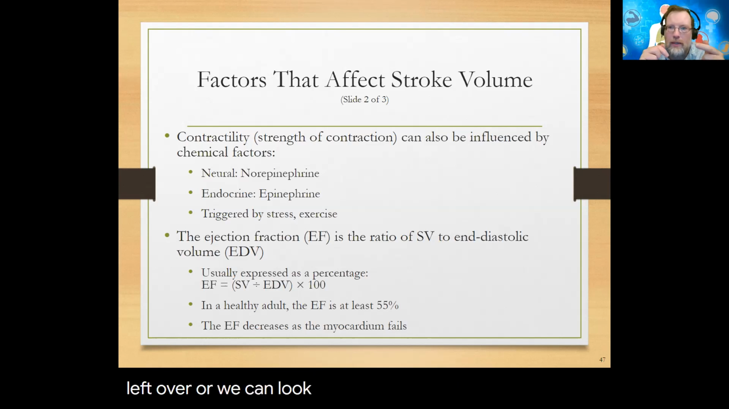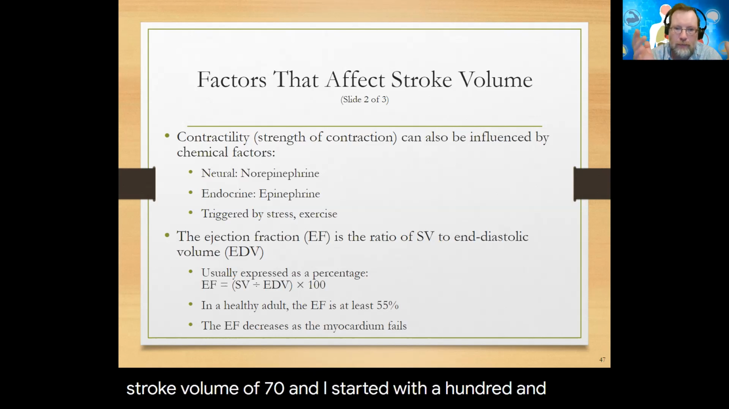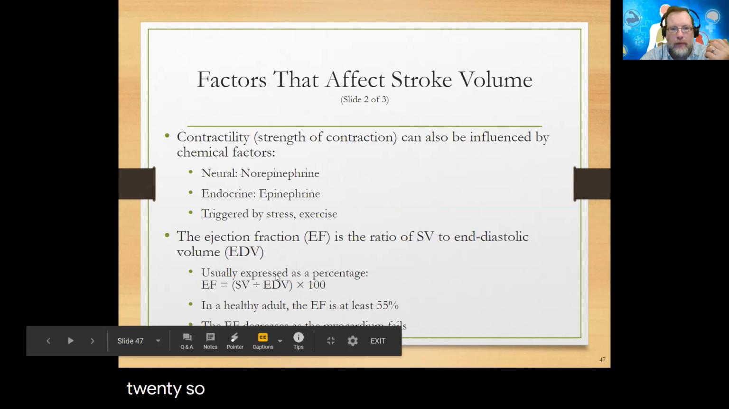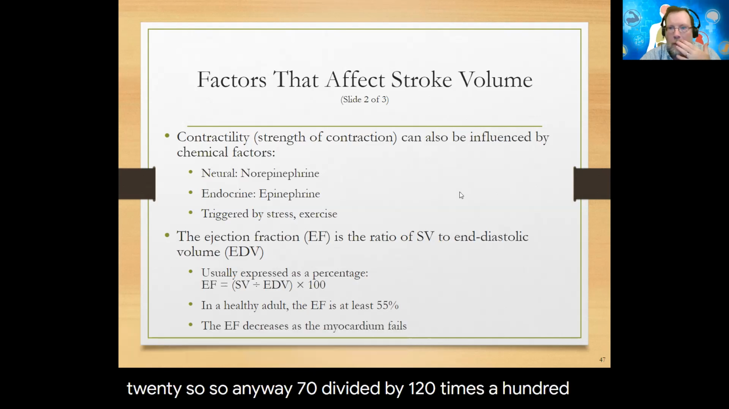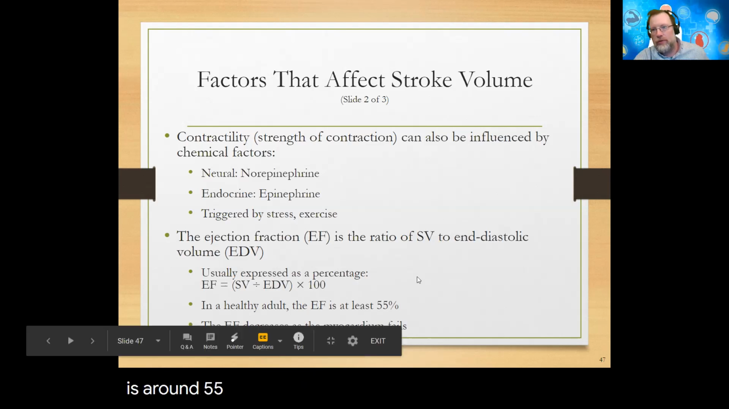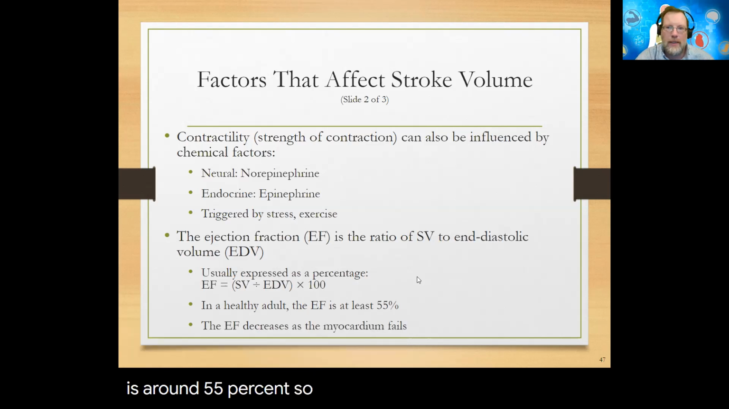Or we can look at it as the ejection fraction is stroke volume of 70, and I started with 120. So 70 divided by 120 times 100 is around 58%. Again, how much blood is ejected is the stroke volume. How much blood is available to be ejected is what we call the end diastolic volume.